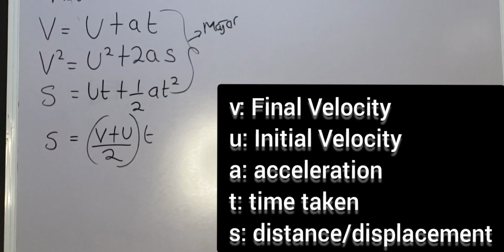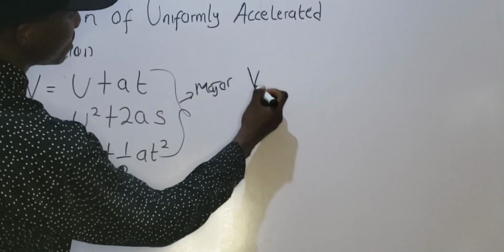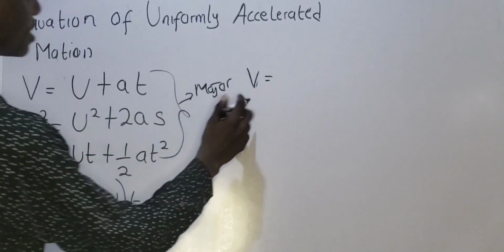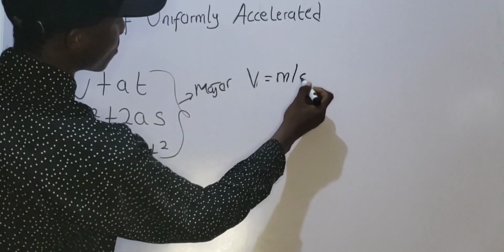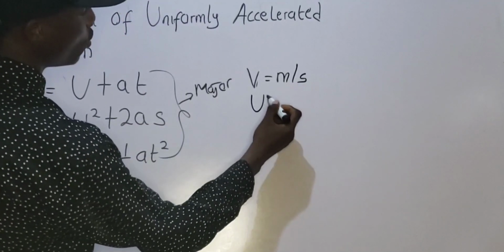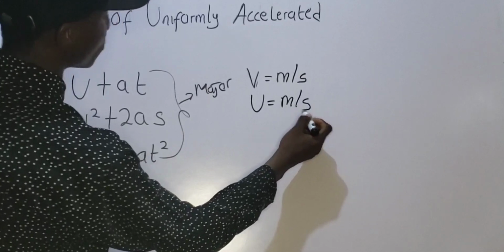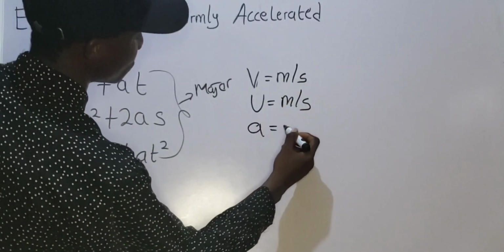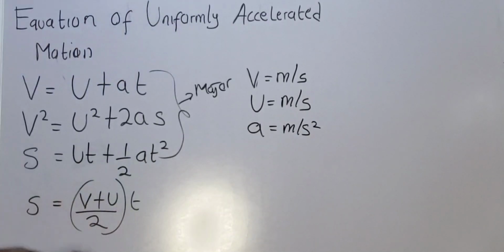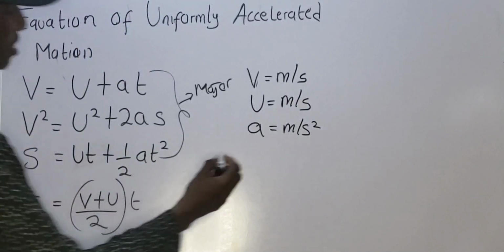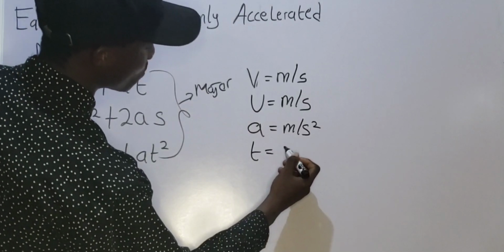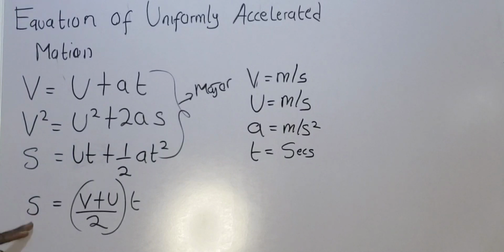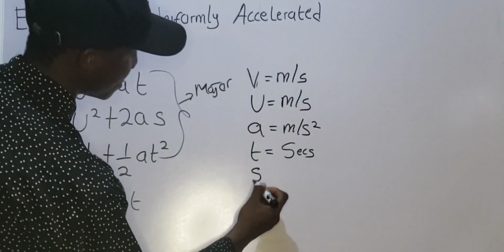You understand? And also, the unit of velocity, which is V, is meter per second. Please, it's very important that you note that velocity is meter per second. U, which is initial velocity, is also what? Meter per second. Is there any other parameter? Okay, we have A. Acceleration is meter per second squared. Also, we have T. T stands for time, and time is in seconds. And we also have S, which is distance. S is in meter.